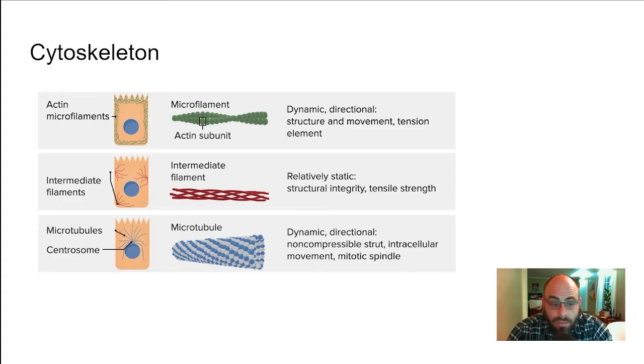Cytoskeleton. Cytoskeleton does what it sounds like. It gives the cell structure and support. It allows the cell to move in some cases. It allows things inside the cell to move around as well. It's very important. There are 3 main elements of the cytoskeleton. I'm going to go over them in a different order than they're presented in this picture, but that's okay. We're going to look at them.